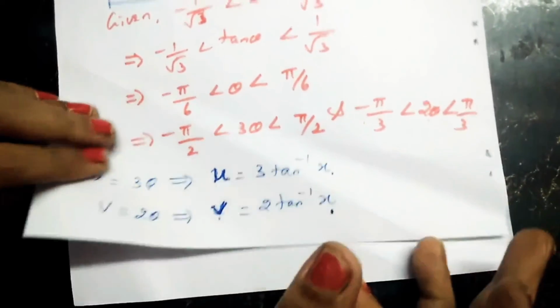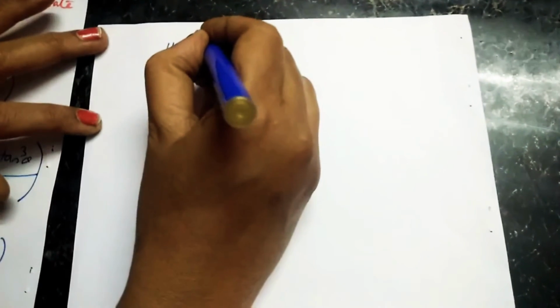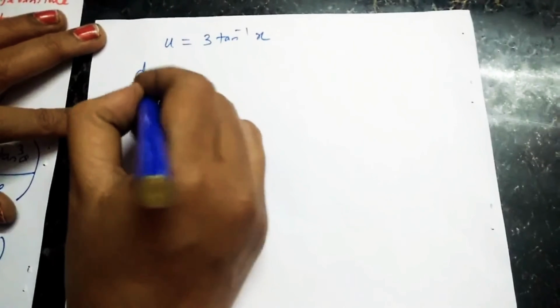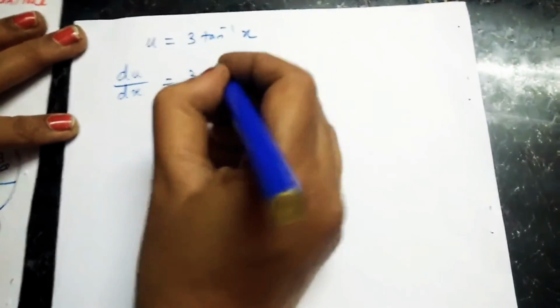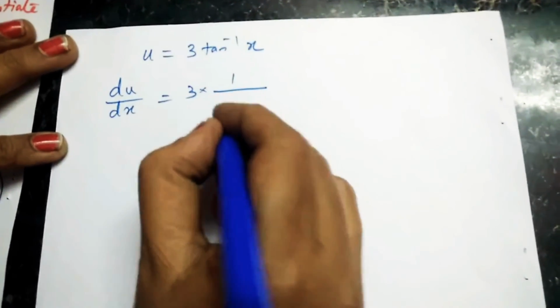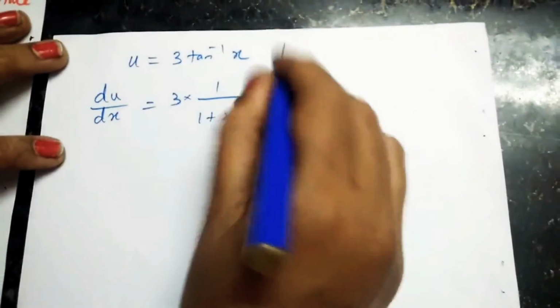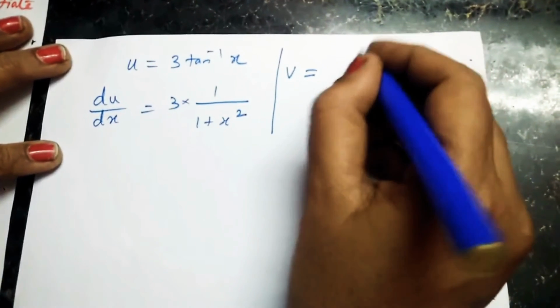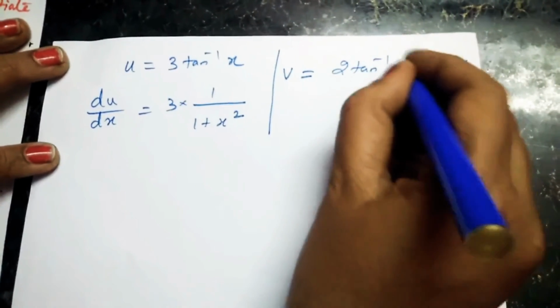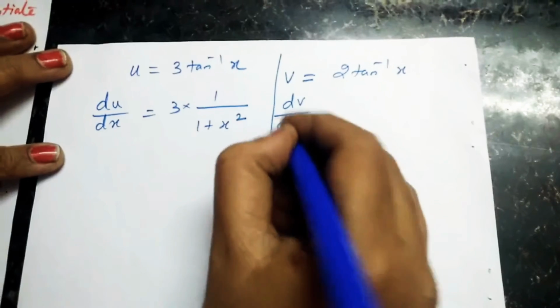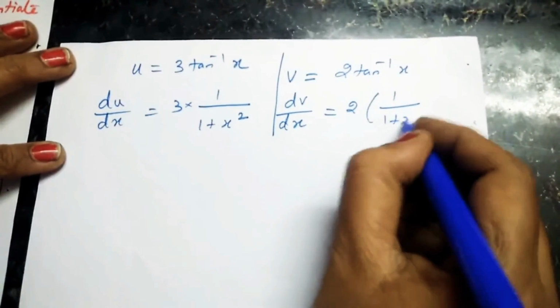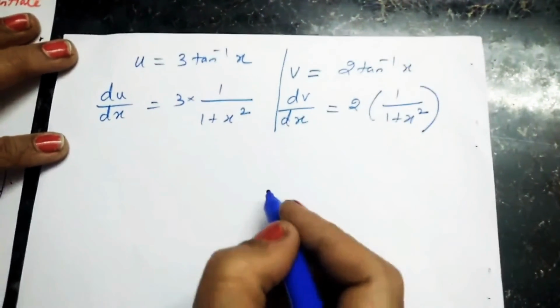du by dx. What do you mean du by dx? u is equal to 3 tan inverse of x. du by dx is equal to 3 into the differentiation of tan inverse of x, which is 1 by 1 plus x square. At the same time, v is 2 tan inverse of x. dv by dx, differentiate v with respect to x: 2 into the differentiation formula of tan inverse of x, 1 by 1 plus x square.